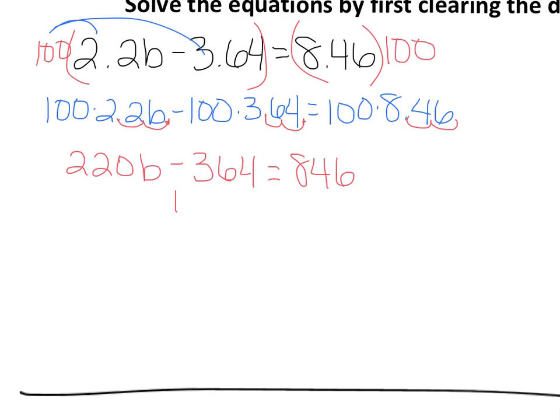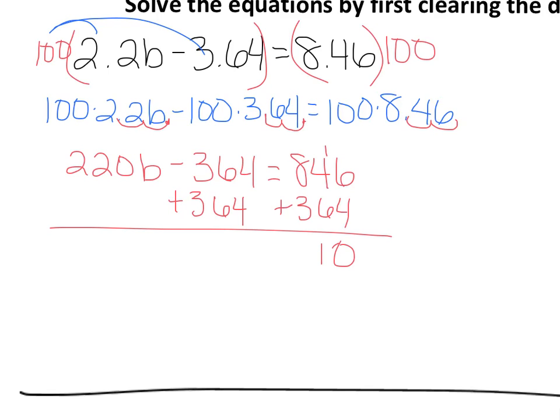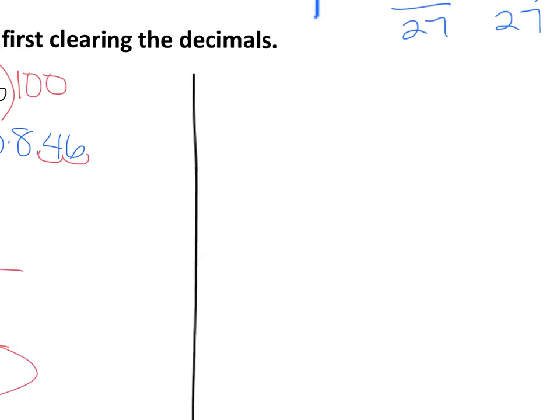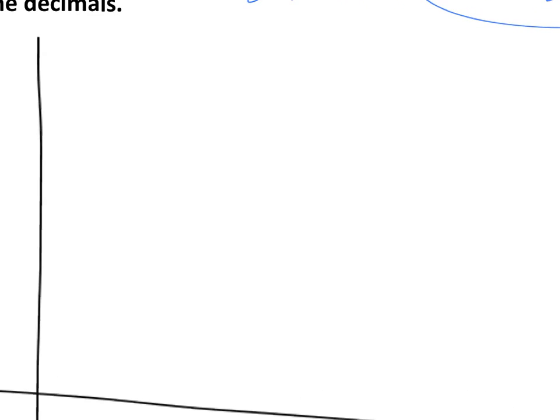And now I can solve this two-step equation as normal. So I'm going to add 364 to both sides. When I do that, I should end up with 1,210 on the right-hand side, and I have 220b. And finally, to solve for b, I'm going to divide both sides by 220. Whenever you do all that fun division, you should end up with b equals 5.5. Let's try another one. I like this method. I think it's kind of neat.